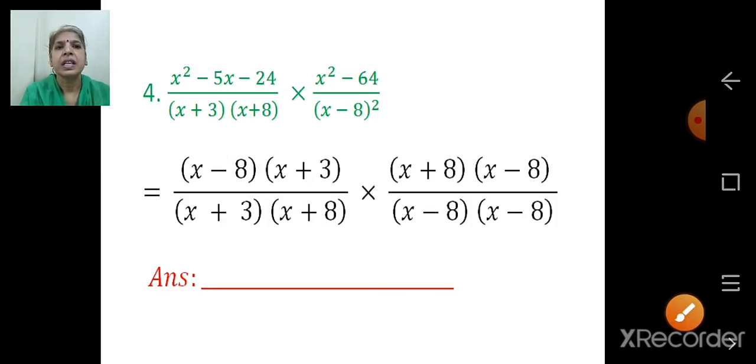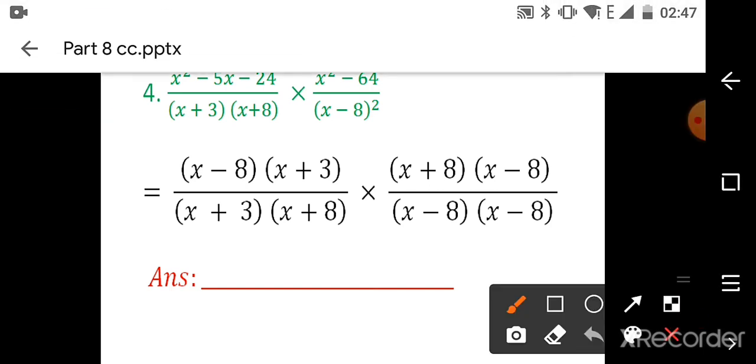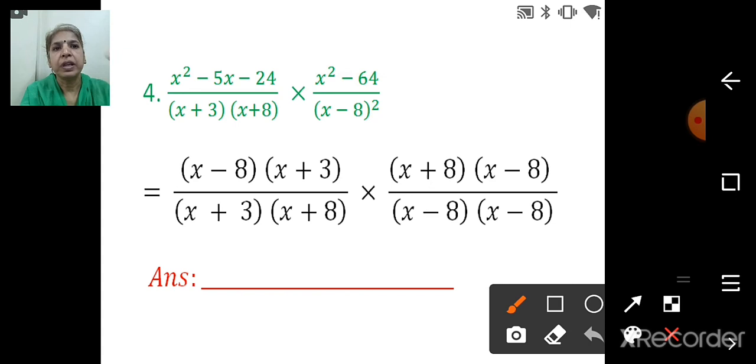Next one is (x square minus 5x minus 24) upon (x plus 3)(x plus 8) multiplied by (x square minus 64) upon (x minus 8) the whole square. So here also you will be finding the factors orally. Now the product is minus 24. So factors of 24: 8 and 3. 8 threes are 24 and the difference is 5. The middle term sign you will give to the greater factor, so the other one will get a positive sign.